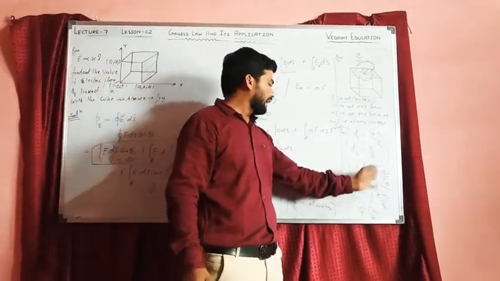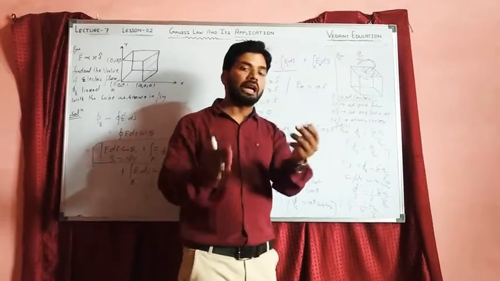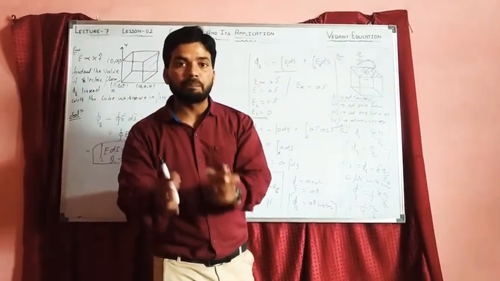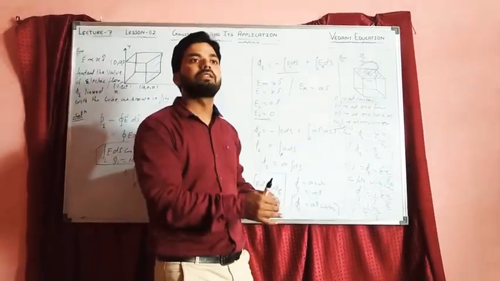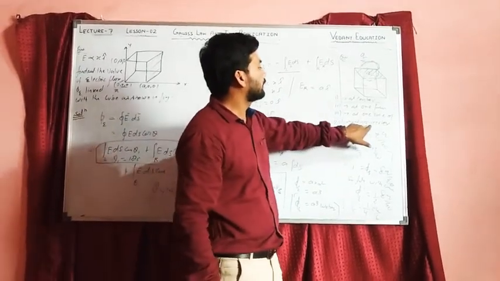How are we getting these answers? On the basis of the Gaussian surface. What portion of the Gaussian surface is inside? Right? Let's come to the last point.